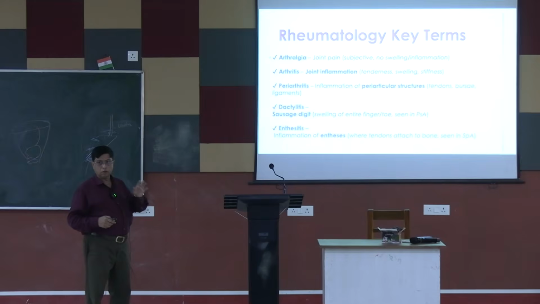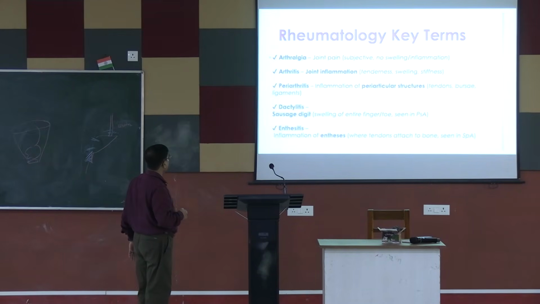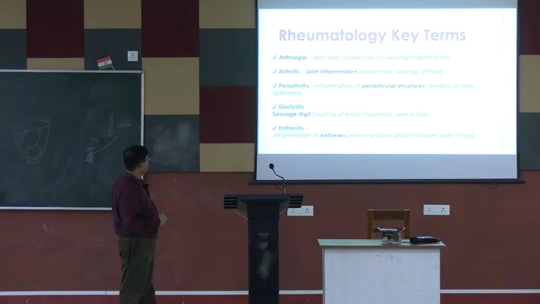What are the key terms used in rheumatology? These are the key terms you will have to be acquainted with. The first term is arthralgia. What is arthralgia? Arthralgia is joint pain, no inflammation. But arthritis is a joint inflammation.